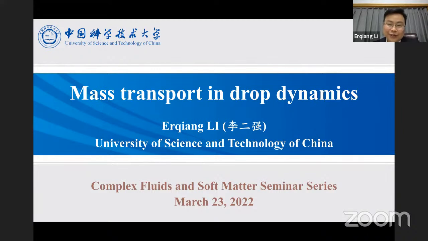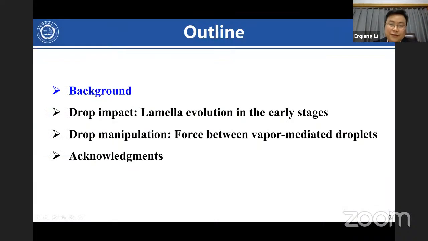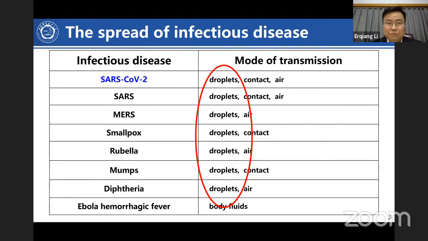Today, I would like to share with you our recent work on mass transport in drop dynamics. Basically, I will focus on two main parts. The first is the Lamella evolution in drop impact problems. The second is the inverse square force we discovered for droplet systems, especially between two evaporating sessile droplets. So first I would like to give a short background on why we should care about drop research.